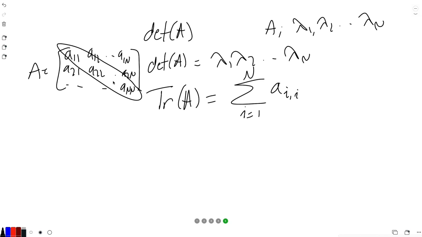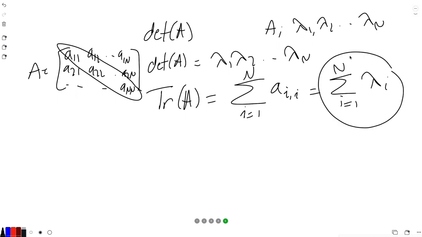Why is it useful? Because the trace of A also gives us the summation of the eigenvalues of the matrix A, so the summation of lambda I from I equal to 1 up to n. So by taking the summation of the diagonal of a matrix, you can have some overview of the summation of the eigenvalues of this matrix. It has actually many other applications that we can come to later.